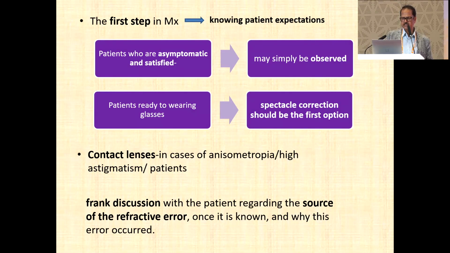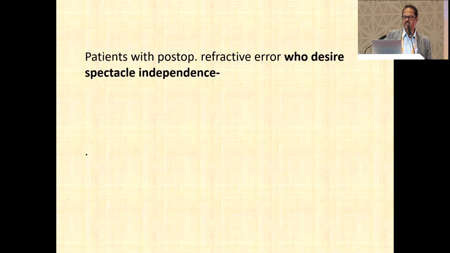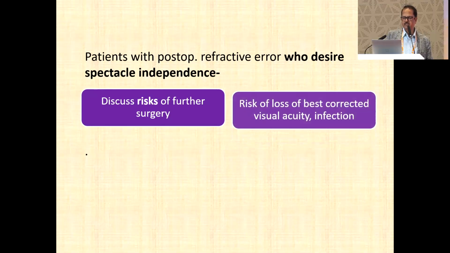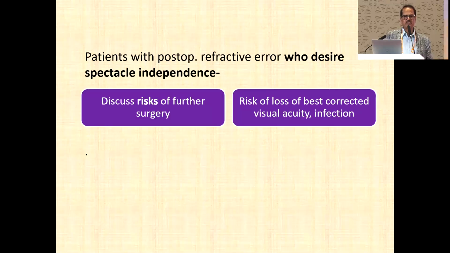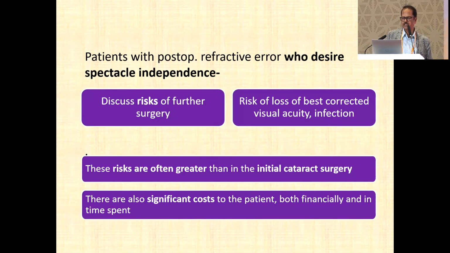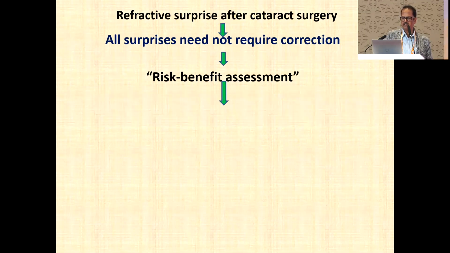And there should be frank discussions with the patient regarding the source of this error, and once it is known, how to correct it. For the patient who desires spectacle independence, discuss with them the risk of further surgery, because sometimes there may be some chance of losing some vision, particularly the risk of infection is always there. So they have to be told about the risks, which are often greater than the primary surgery.